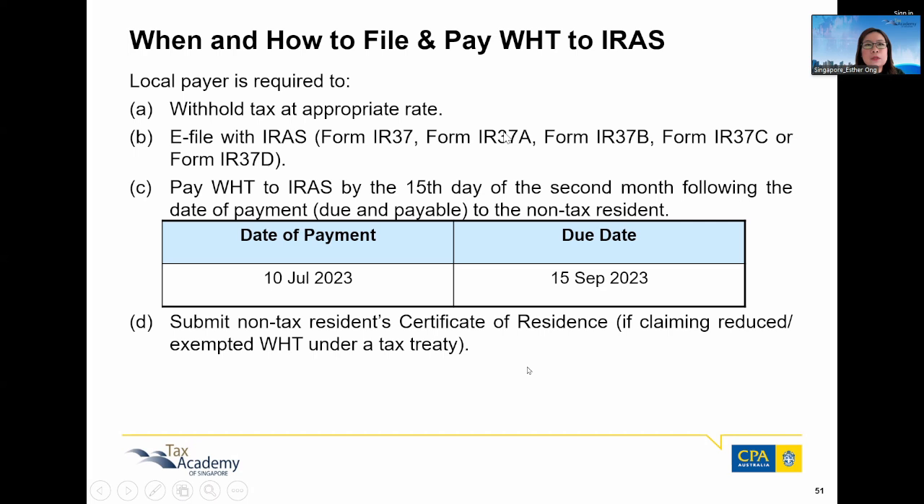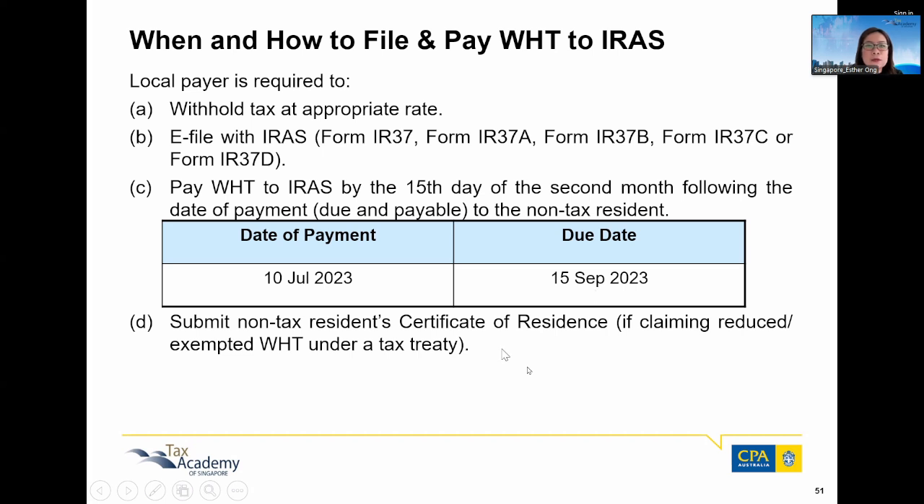So the local payer is required to withhold tax at the appropriate withholding tax rate. And currently we are using e-filing, so the local payer will have to e-file with IRAS. And when will the payment be due? It will be due by the 15th day of the second month following the date of payment to the non-resident. So for example, if the date of payment is 10 July 2023, it will be due by the 15th day of the second month following the date of payment, in this case, 15 September 2023.